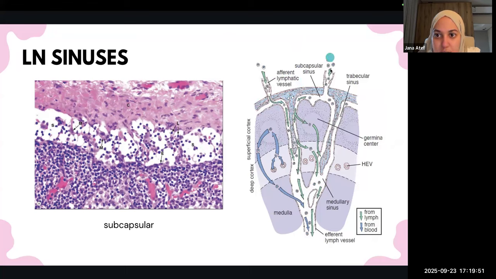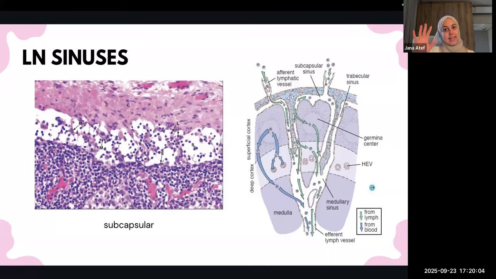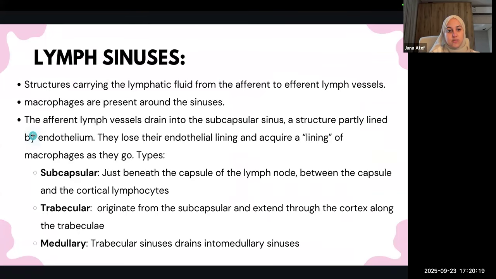So it goes in first as an afferent vessel. It turns into a subcapsular sinus. Then it turns into a trabecular sinus. And what was the last one? Medullary sinus. Okay, so sinuses carry lymph. The afferent turns into the subcapsular sinus, then that turns into a trabecular sinus, which turns into a medullary sinus. These are just the stages the lymph goes through.